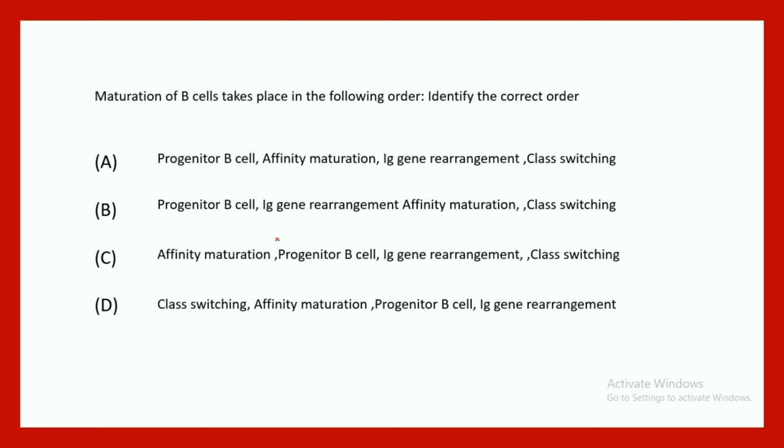Maturation of the B cell takes place in the following order. So we have to identify the correct order. Let's try to understand this question carefully. The question says progenitor cell, affinity maturation, Ig gene rearrangement, class switching. So these are events in the lifespan of a B cell. You have to understand which event came first, and you have to order these life events of a B cell. So the correct answer here would be option B, and let me tell you why.